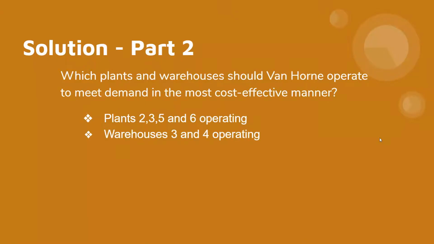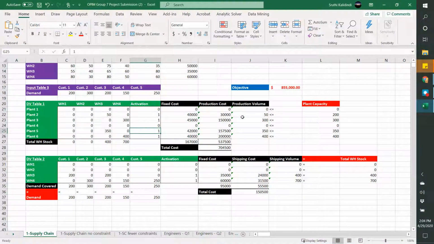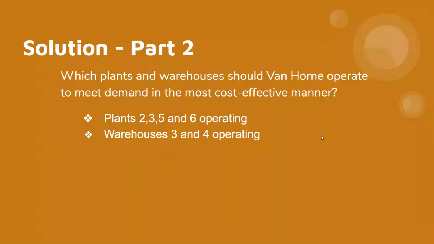So for part 2, we're looking at which plants and warehouses should be operational to keep the cost most effective. The answer we get is plants 2, 3, 5, and 6, and warehouses 3 and 4. We can easily see this in the spreadsheet by the activation variables. Only plants 2, 3, 5, and 6 are activated, and warehouses 3 and 4 are activated. This is also shown by the plant capacity. Those that are not being used have 0 because they're not activated.